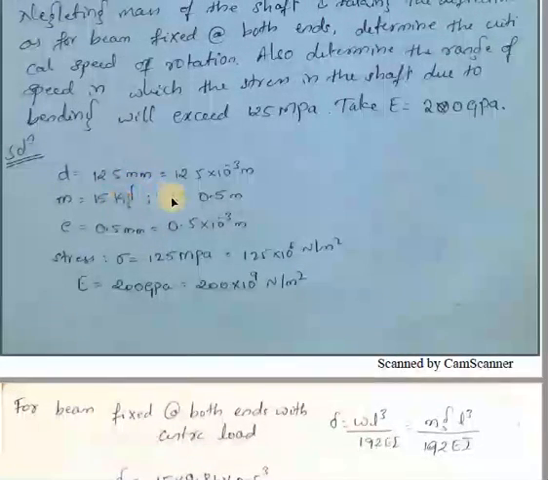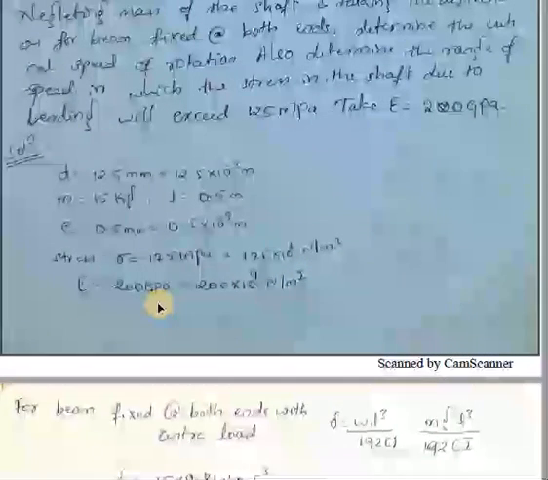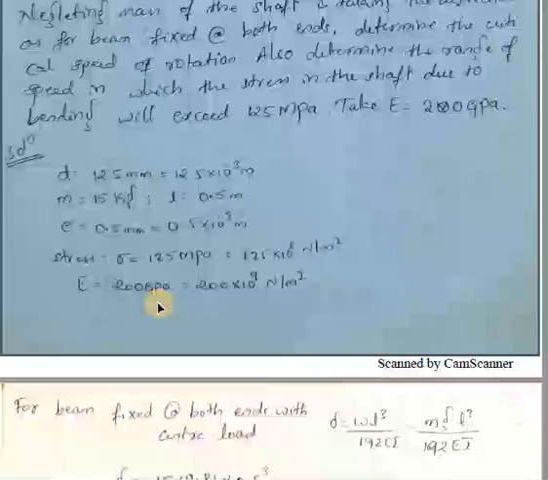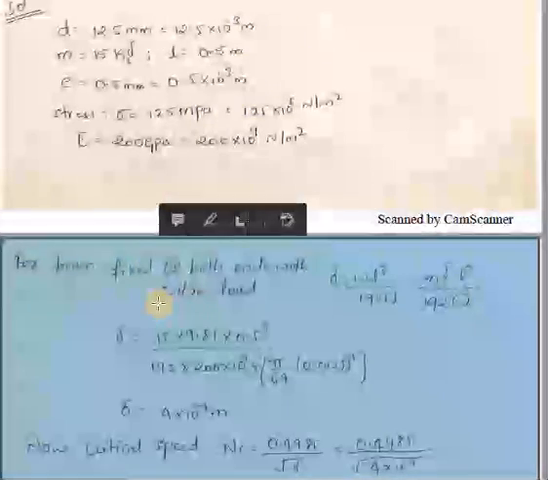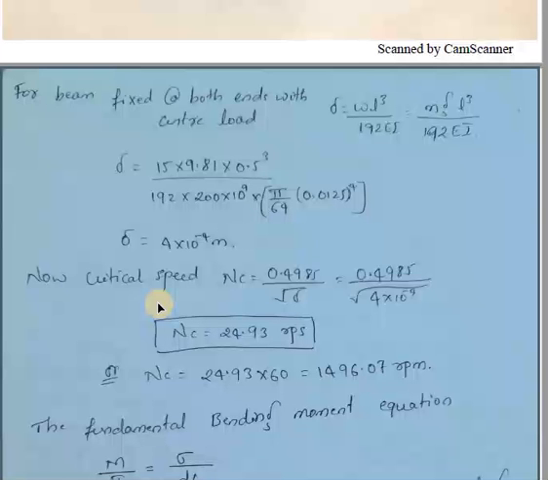200 gigapascal. So here he has given diameter, mass, length, and eccentricity, the sigma value as 125 megapascal, that is 125 into 10 raised to 6 Newton per meter square, and E as 200 into 10 raised to 9 Newton per meter square. Now in the statement he has given one condition, that both ends are fixed. So for a beam fixed at both ends with a central load, we can write the static deflection equation from the BOM as WL cube divided by 192 EI. In this also we know all the values. Substitute them, we get delta, that is static deflection, as 4 into 10 raised to minus 4 meter.